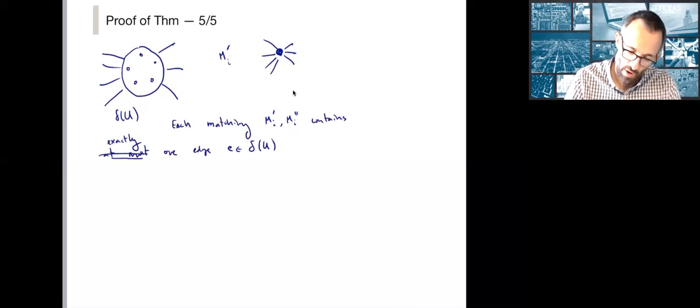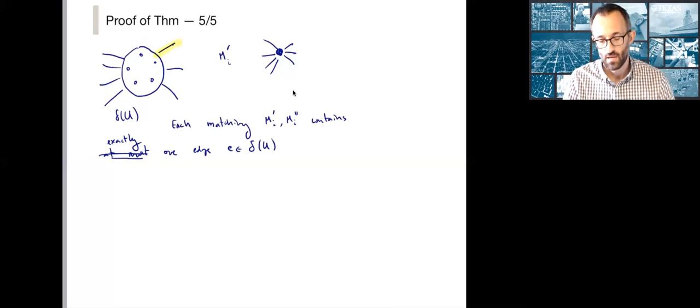It means that for any one of these edges, we said that there are the same number of perfect matchings in the dash set that contain that edge as the number of perfect matchings in the double dash set. So this means that we can pair up all of those matchings. Since each Mi dash and each Mi double dash contains exactly one of these edges, I can pair them up.